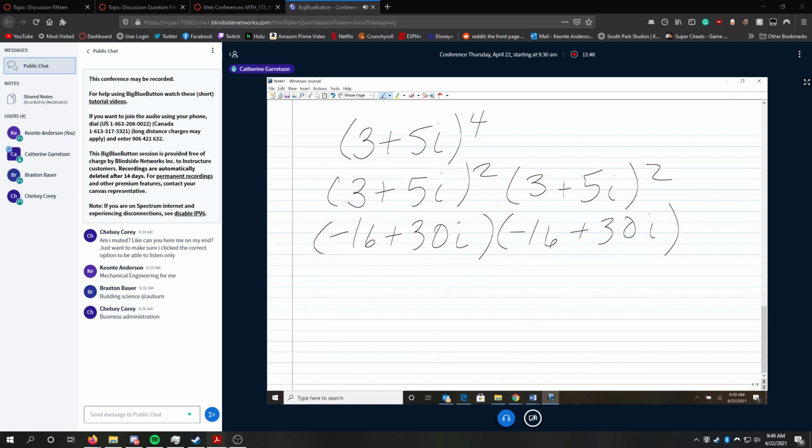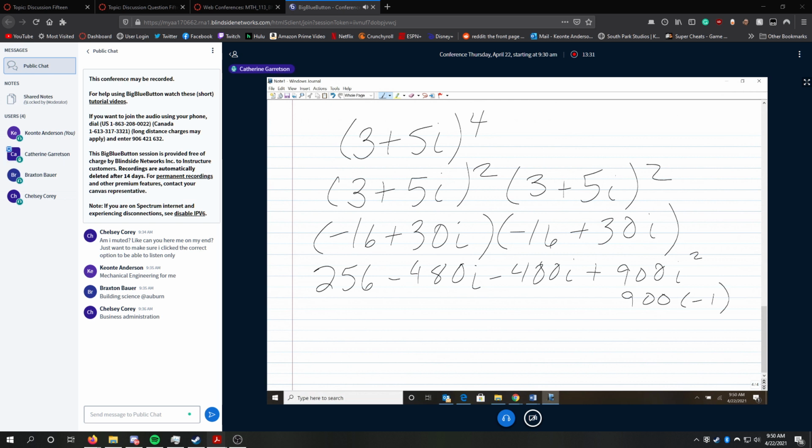And then I do first, outer, inner, last, -16, that'd be 256. And then my inner. Now, and my outer. So we've got a -16 times 30, which I think is a -480, but let's see, I don't want to do it wrong. Yeah, it was 40. So a -480i, and then the inner would be a -480i, and then the last two would be a plus 900i squared, but i squared is a -1.